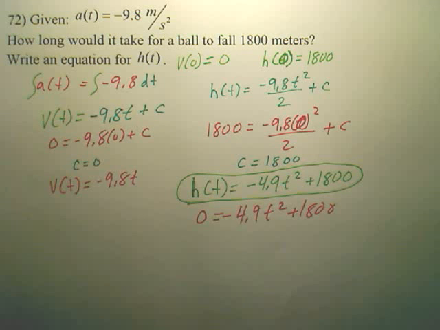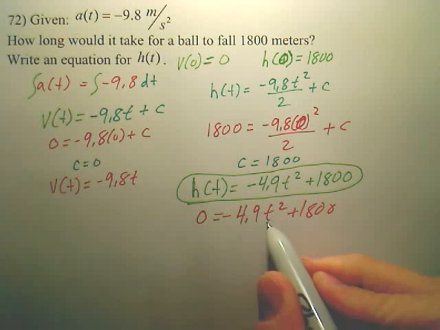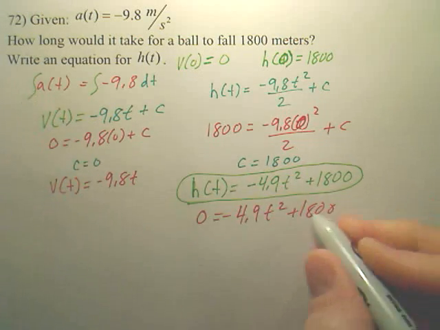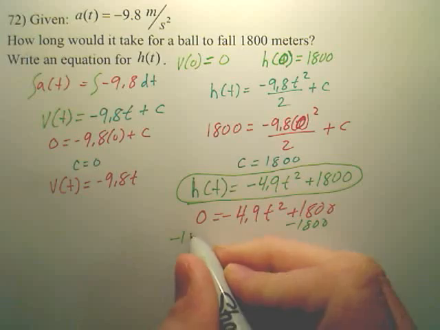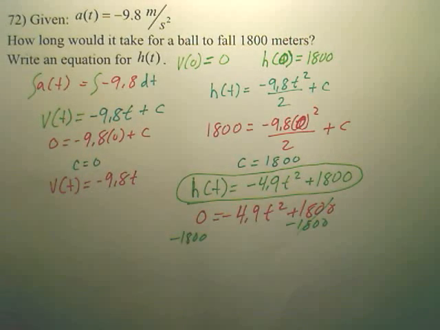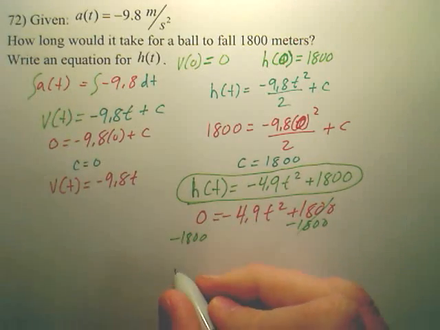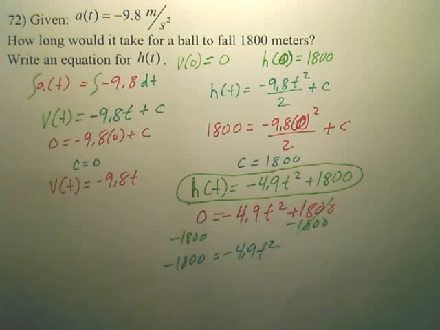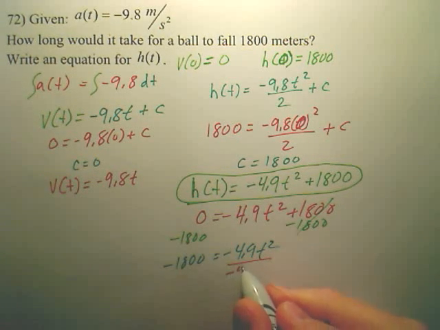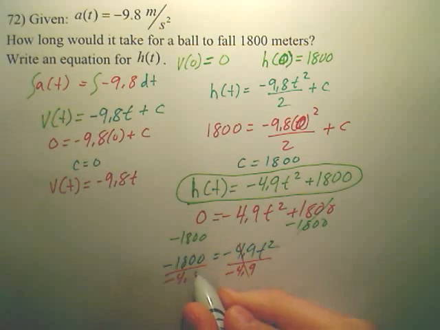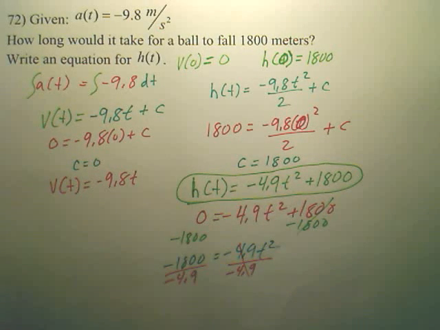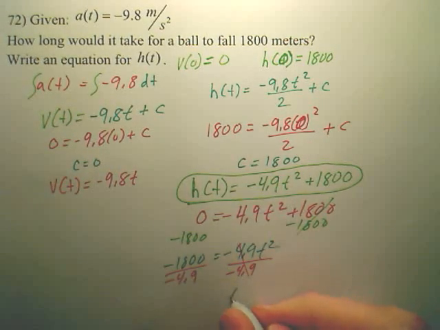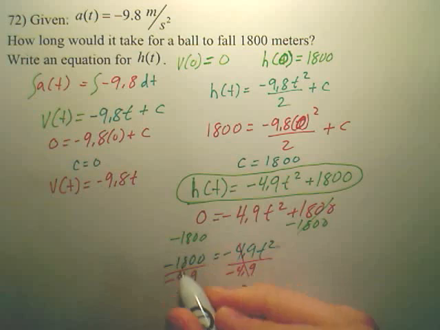Now, I need to solve this, and when I solve this, I'm solving for t. Okay, so basically let's subtract 1,800 and I get negative 1,800 equals negative 4.9 t squared. Then I divide by negative 4.9. And I end up with t squared equals, well, what does this give you?